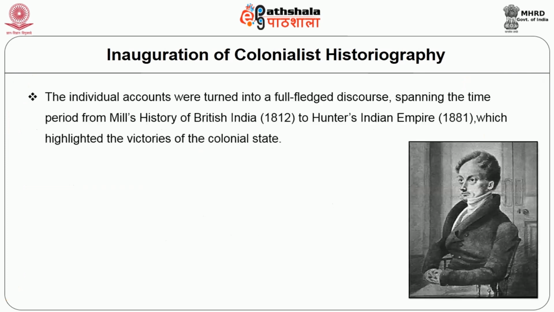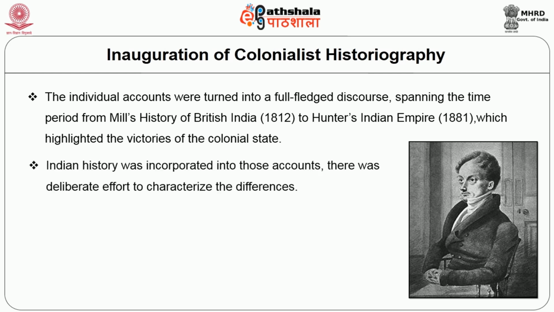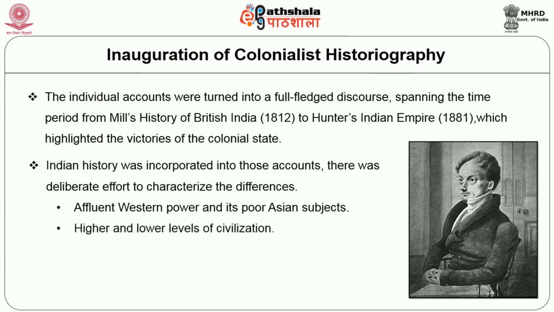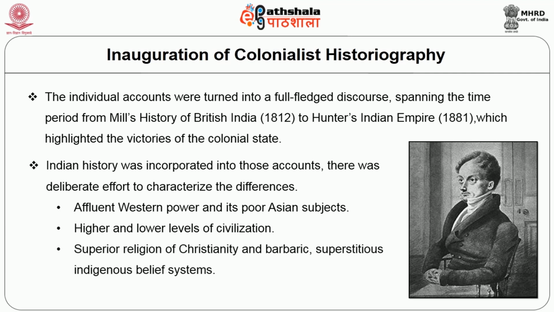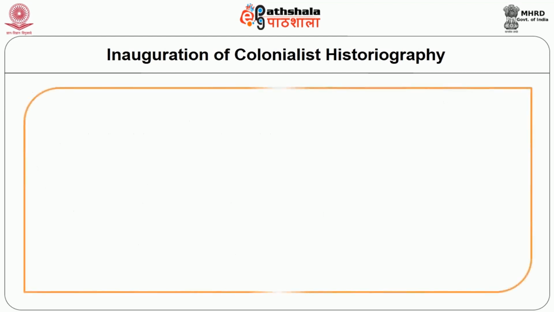Gradually, the individual accounts were turned into full-fledged discourses, spanning the time period from Mill's History of British India to Hunter's Indian Empire, which highlighted the victories of the colonial state. Whenever Indian history was incorporated into those accounts, there was a deliberate effort to characterize the difference between an affluent Western power and poor Asian subjects, between higher and lower levels of civilization, between the superior religion of Christianity and barbaric, superstitious indigenous belief systems.